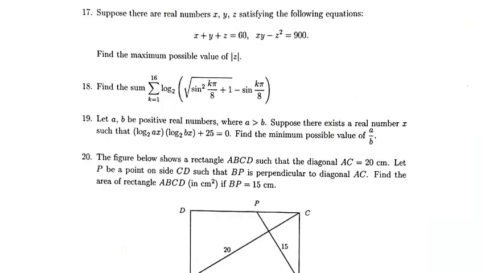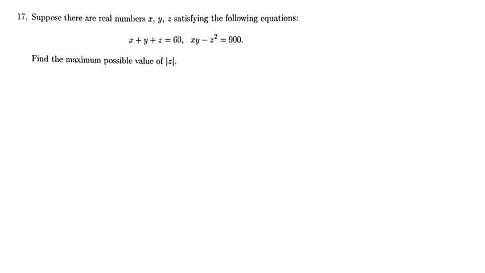SMO 2020 senior section first round problem number 17. Suppose there are real numbers x, y, z satisfying the following equations: x plus y plus z equals 60, x times (y minus z) squared equals 900. Find the maximum possible value of absolute value of z.